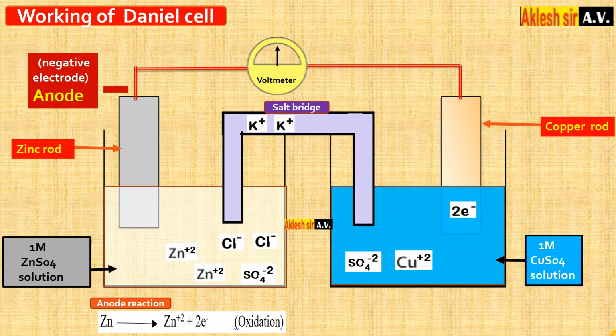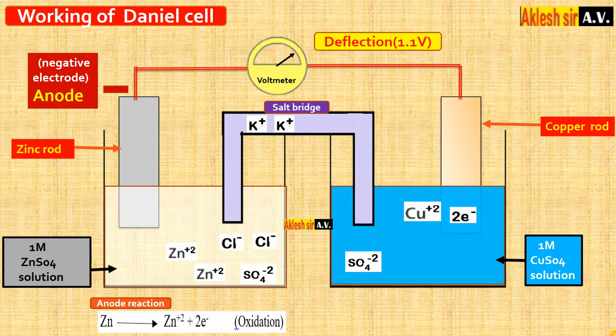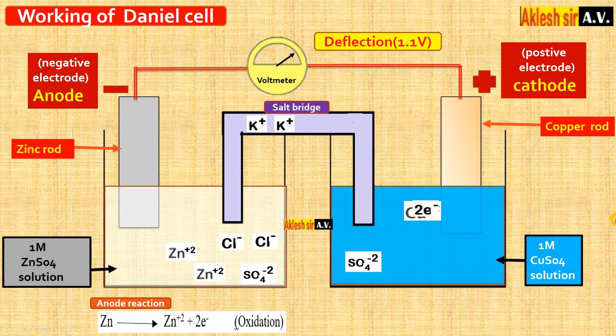Now these electrons will pass through the wire and go to the copper rod, and the voltmeter will show the reading; the deflection shown here is 1.1 volt. And the copper ions will move towards the copper rod and accept the 2 electrons. Since electrons are lost from the rod, this rod contains a positive charge, and this is the positive electrode, known as the cathode.